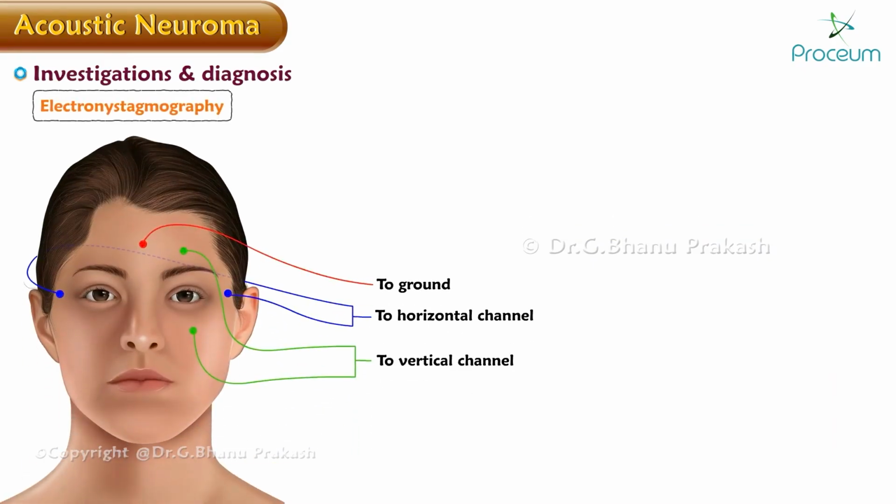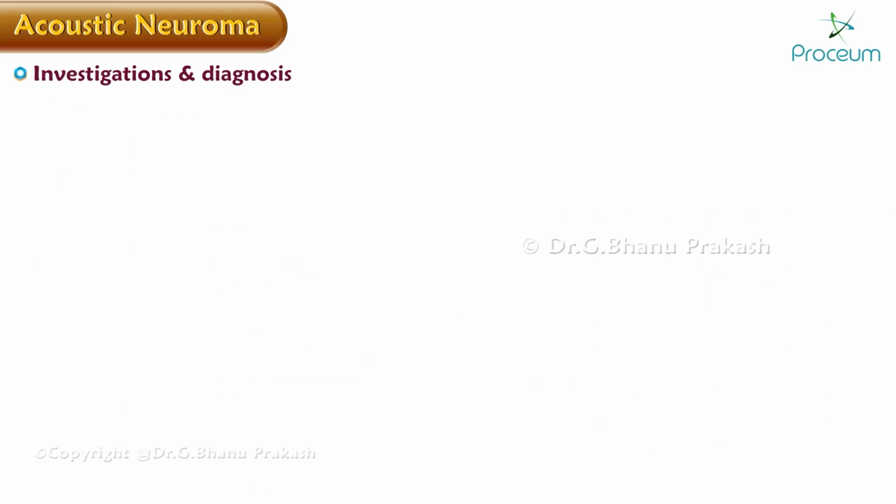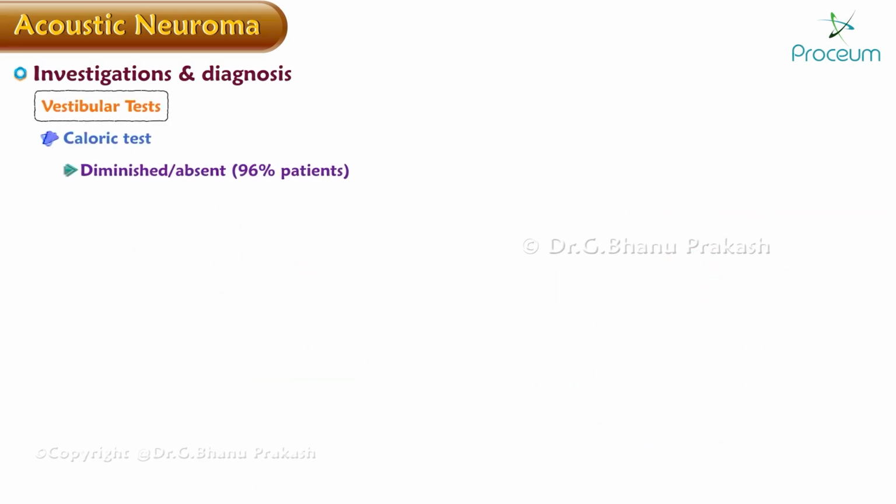Electronystagmography. Direction-changing nystagmus is seen when the cerebellar connections are involved. This is called Bruns' nystagmus. Vestibular test. Caloric test shows diminished or absent response in 96% of patients. When the tumor is very small, the caloric test may be normal.